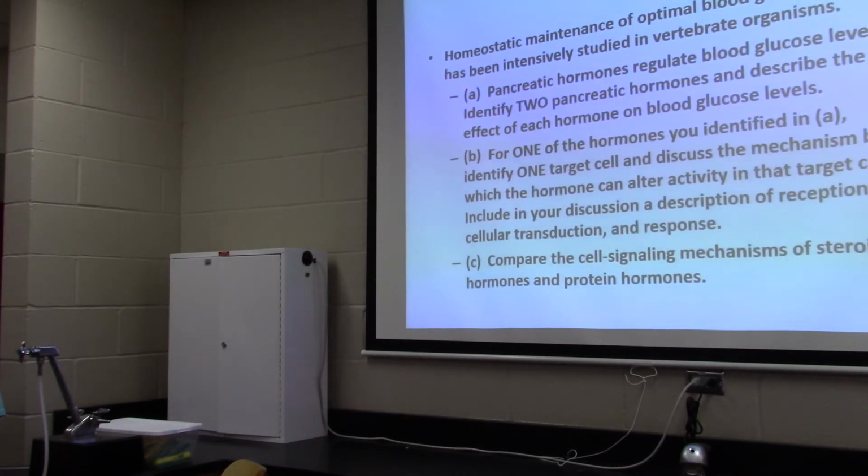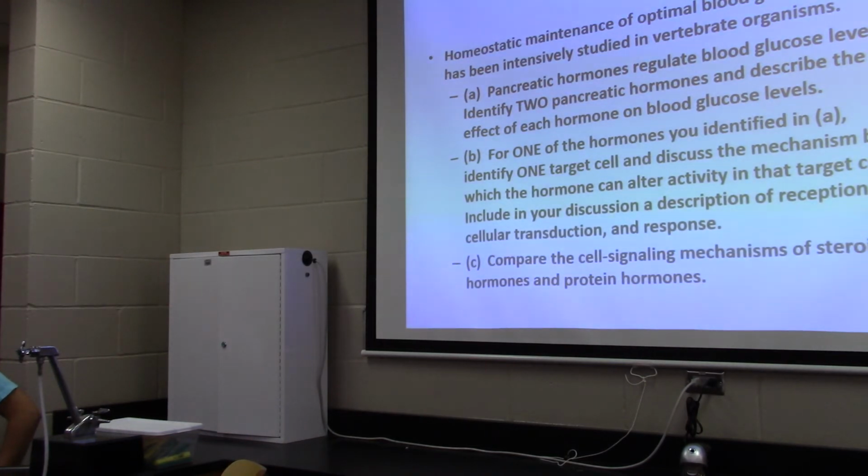Let's go ahead and look at the long FRQ because we've got about 4 minutes. So instead of having you write this out, which is what I would normally do, let's just go through it together. So this one was off of the AP exam maybe, I don't know, 8 or 10 years ago. Homeostatic maintenance of optimal blood glucose levels has been intensely studied in vertebrate organisms.